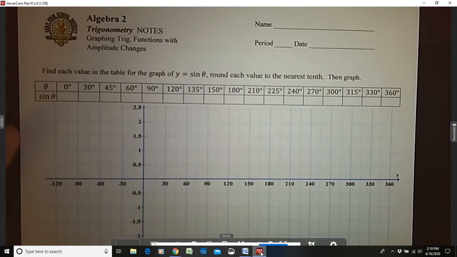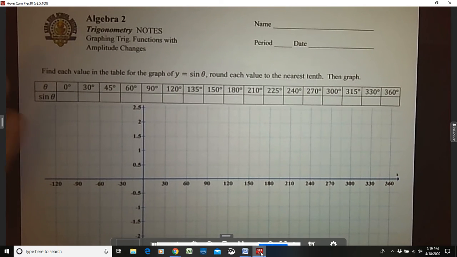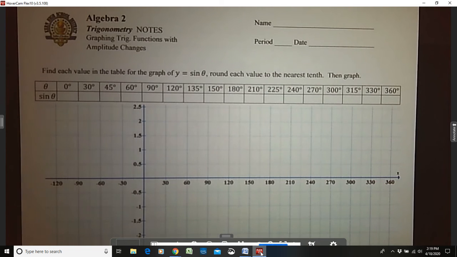Hey guys, these notes are for day 3 in advanced algebra. They cover graphing trig functions like sine and cosine with amplitude changes. So the first graph we're going to look at is y equals sine theta.